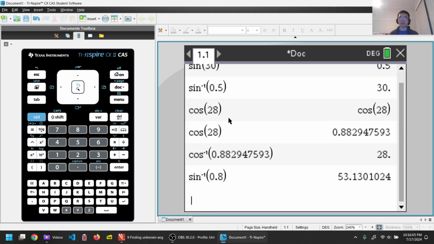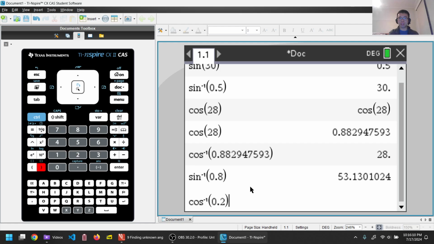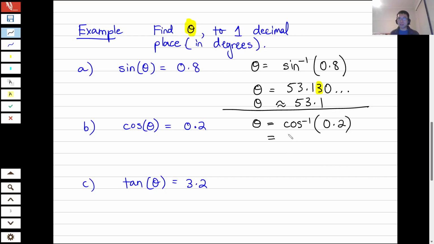If we go back to the calculator, the inverse cosine of 0.2, it's going to give us some angle, in this case 78.463. And if I round this up to 1 decimal place, I get 78.5, because the second decimal place, 6, is larger than 5.